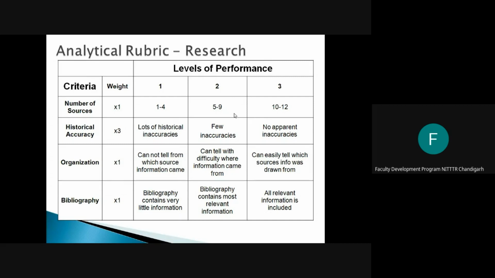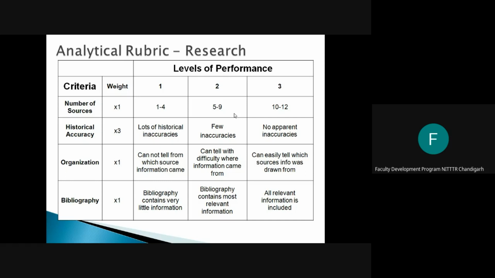Historical accuracy. When the student has written a paper, he is giving certain information, and whether that information is historically accurate or not. A lot of historical inaccuracy, the level is 1. Few inaccuracies, level 2. And no apparent inaccuracy, then the student is at level 3. So you see, my friend, level 3 is the topmost level. Level 1 is the bottom level.